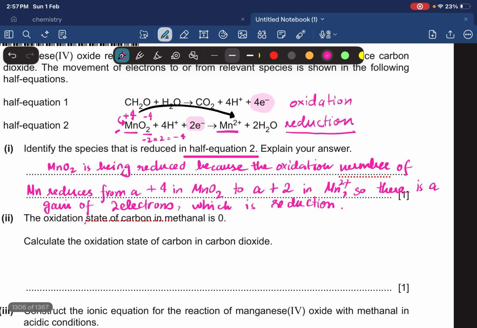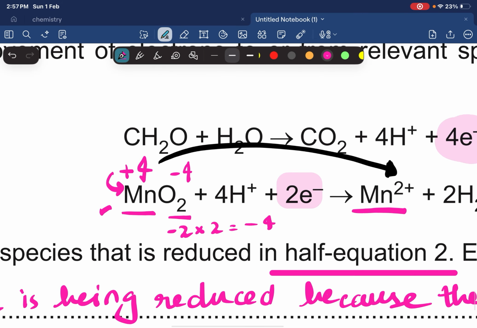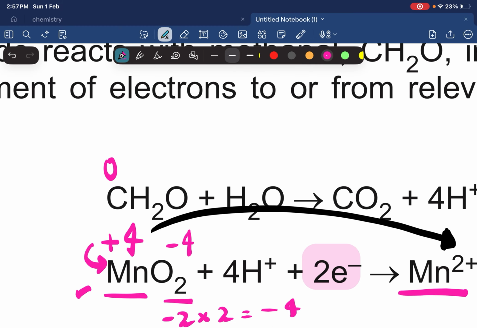The oxidation state of carbon in methanol is 0. Calculate the oxidation state of carbon in carbon dioxide. So they're telling us that in methanol, carbon is a 0. Why is it a 0? Because look, hydrogen is going to be a +1, oxygen is going to be a -2, right? So to balance out this -2, you need a +2. That's why you have 2 hydrogens.